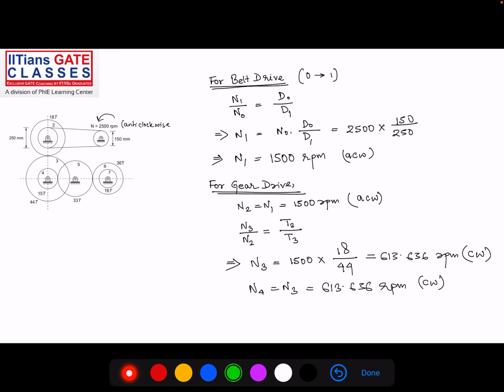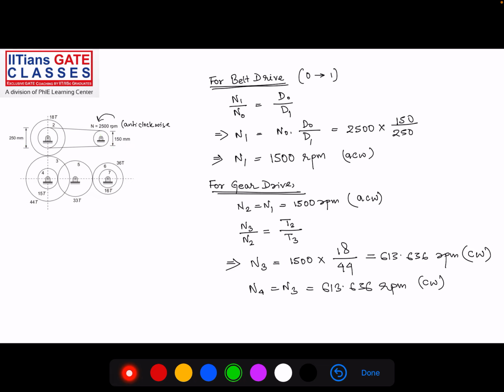So let us start. For the belt drive, I can say N1 by N0, the speed of the driven by the speed of the driver, is the reciprocal of the ratio of the diameters. So N1 by N0 is equal to D0 by D1. You can substitute the values: D1 is 150, D0 is 250, N0 is 2500. We get the value of N1 as 1500 RPM. No issue with that, right?